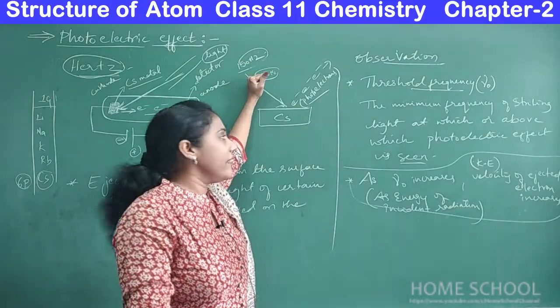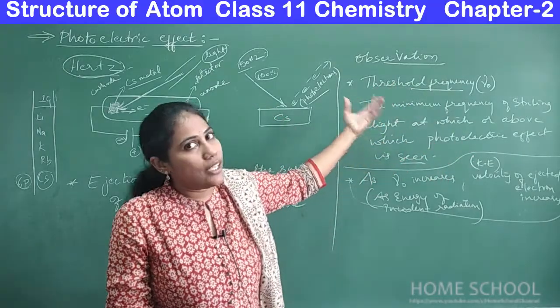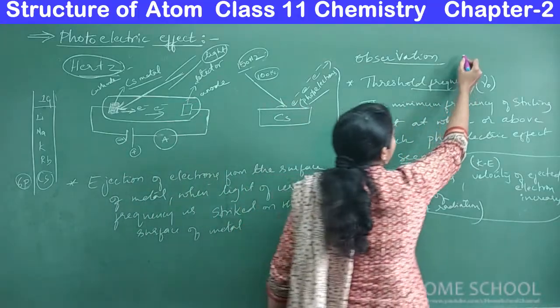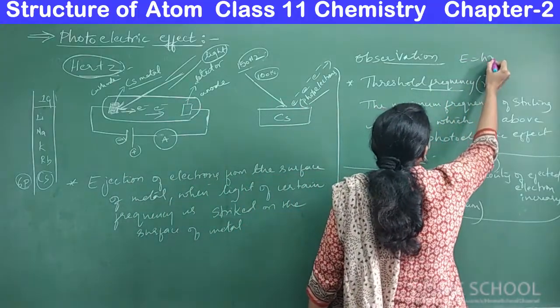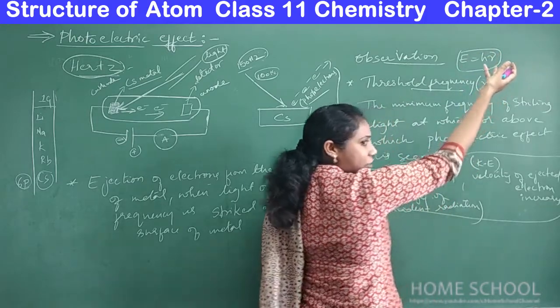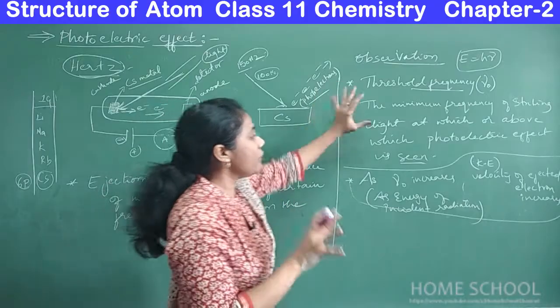So that frequency we will call threshold frequency, and that energy we will call threshold energy. There is a relationship between frequency and energy: E = hν. So if frequency increases, the energy of that radiation is more, obviously. That was the first point.